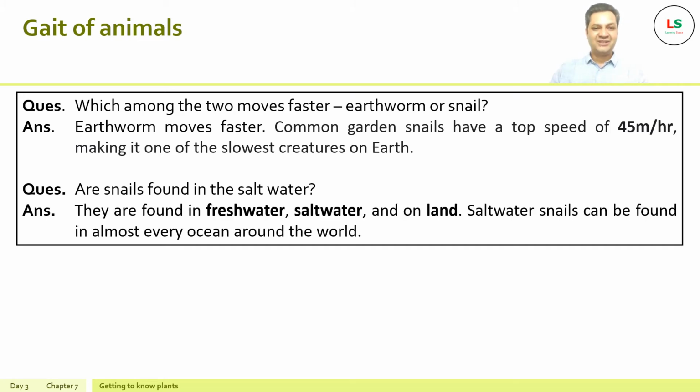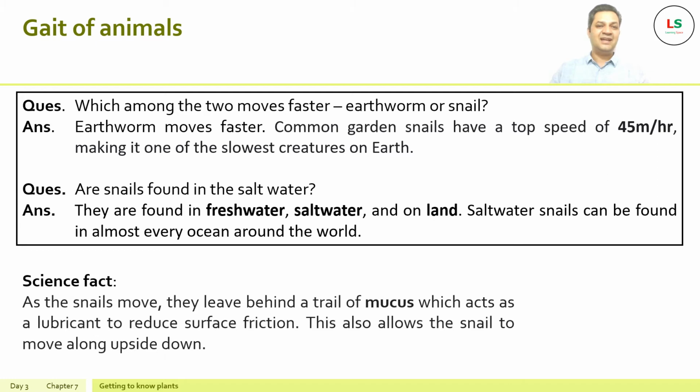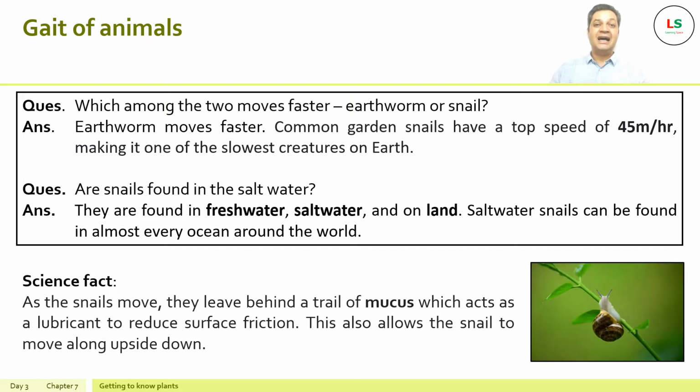They are found almost everywhere. Freshwater, saltwater and on land. In fact, saltwater snails can be found in almost every ocean around the world. Here we have a science fact. As the snails move forward, they leave a trail of mucus behind them, which acts as a lubricant to reduce surface friction. This also allows the snail to move along upside down.